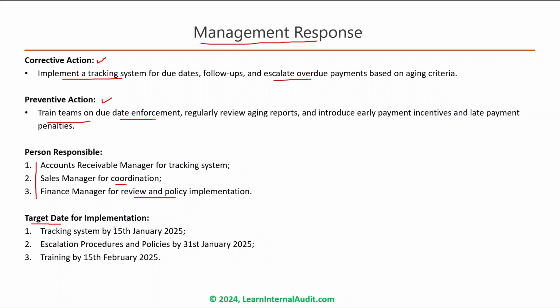Target date for implementation: by when is this going to be implemented, or when the corrective action and the preventive action will be taken, has been split. For the tracking system a date has been defined, for the escalation procedure a date has been defined, and for training a date has been defined. So all these help the auditor to ensure that the actions are implemented, and based on these dates the auditor can do a follow-up to check whether the actions have been implemented. An audit report to be effective has to ensure that follow-up is undertaken and actions are implemented. Otherwise, the audit report makes no sense.